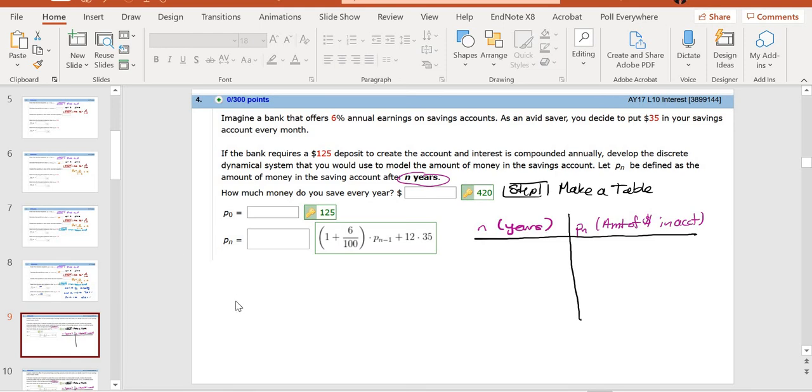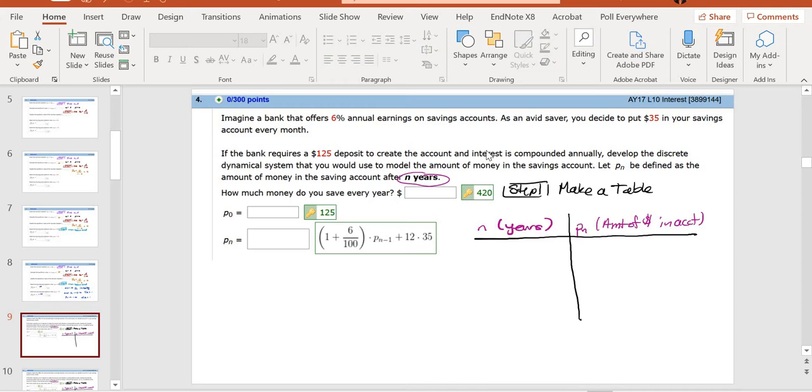All right, on number 4, my guidance is to always make a table. And so let's start out with a table. I know what the x-axis is going to be. It's going to be years because they told me so here. So n is always my x. My Pn is my y.